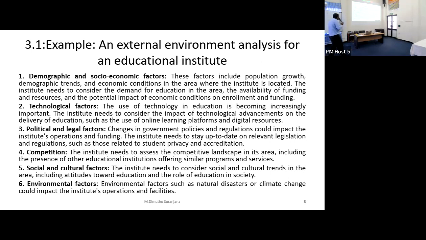Then the political environment. Earlier also you mentioned how the political environment affects you. Sometimes when a new government comes, all these policies and the strategic plan get thrown out and a new one is prepared.